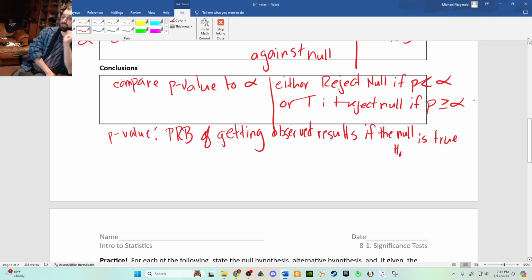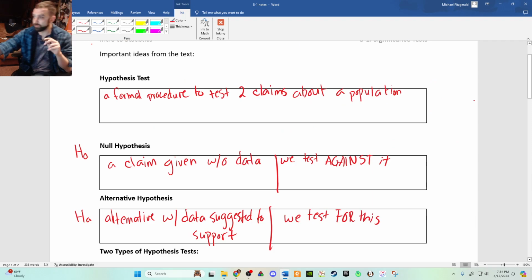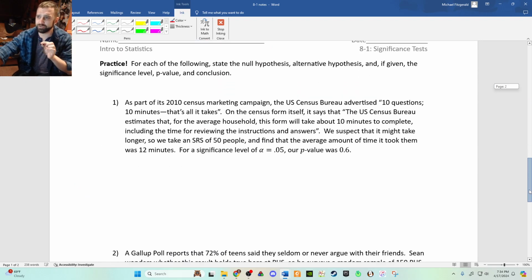So let's keep that in mind as we go through the procedure. Actually, before that, let's do one or two of these of defining the null and alternative hypotheses and making our conclusion.